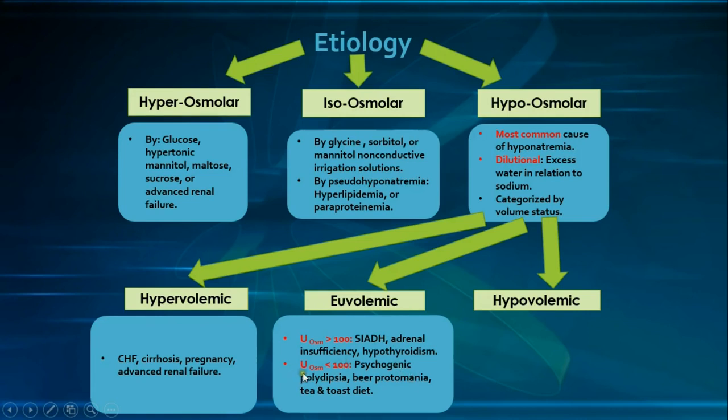And now coming to the second category, which is having a urine osmolality of less than 100, and we have several causes, starting with the psychogenic polydipsia, also known as primary polydipsia.